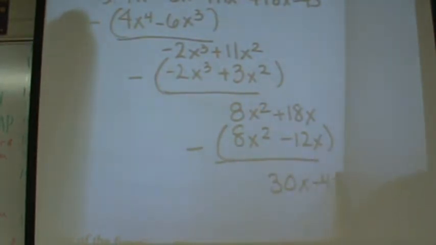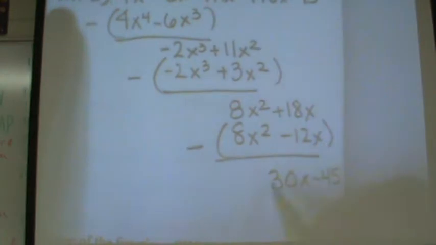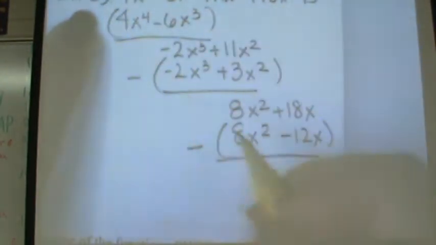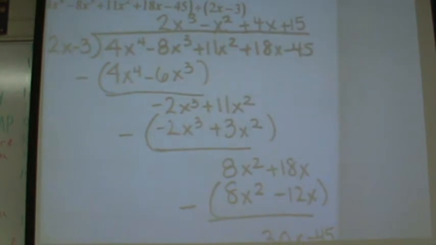Bring down minus 45. And 2 times 15 is 30x. And 15 times 3 is 45, so it's negative 45. These are both going to subtract and give you a 0 remainder, so that is your answer.